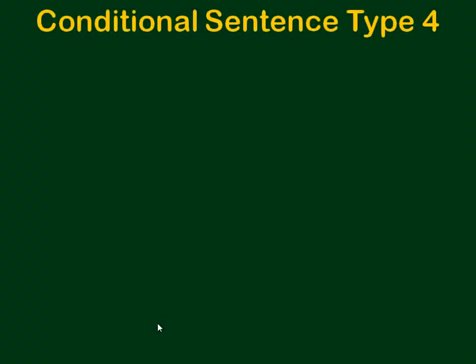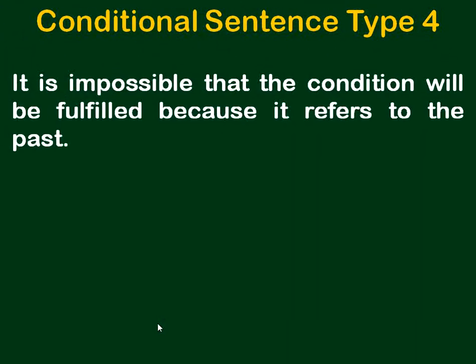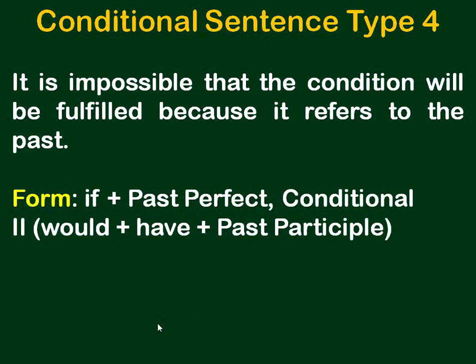Let's go to next conditional. This is very important conditional for your exam purpose. This conditional is impossible that the condition will be fulfilled because it refers to the past. The condition cannot be fulfilled here because already over past. The form will be if plus past perfect. So the next one is conditional second, means main clause is would plus have. So we use past form would with have form, would have and past participle.